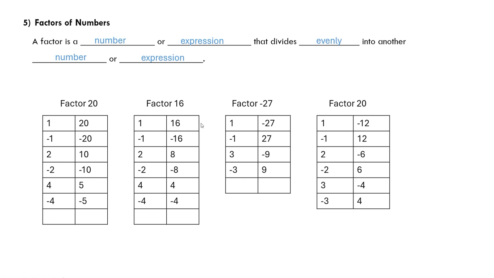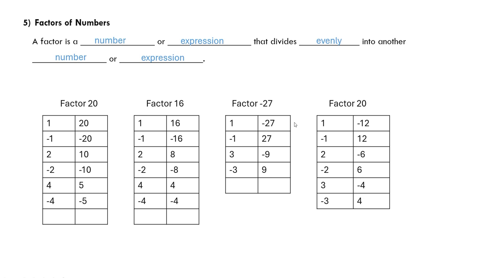In this example, we're asked for factors of 16. The factors of 16 are 1 and 16, negative 1 and negative 16, 2 and 8, negative 2 and negative 8, 4 and 4, negative 4 and negative 4. All these pairs of factors will multiply together to give us a value of 16.